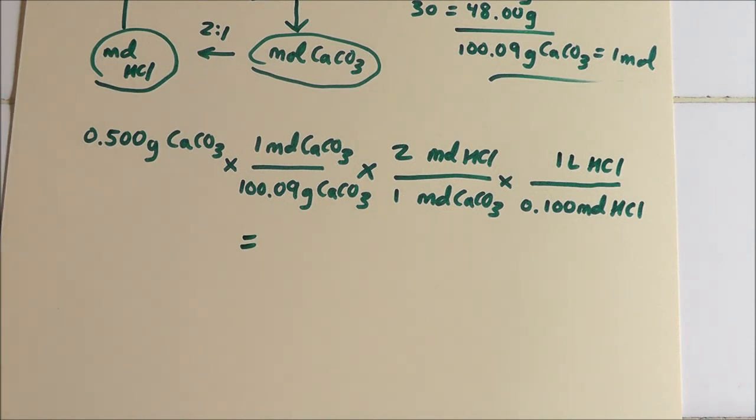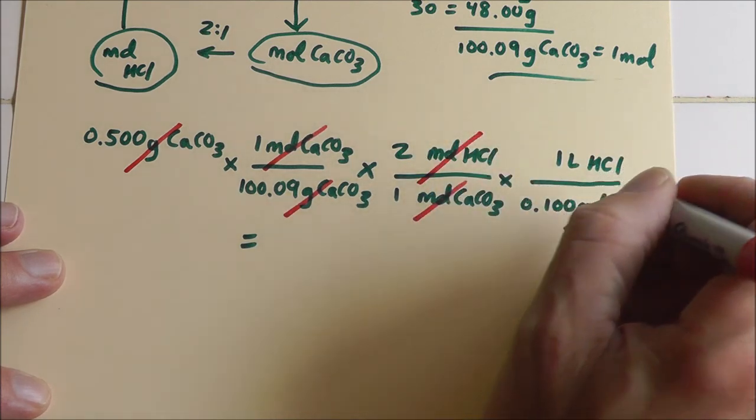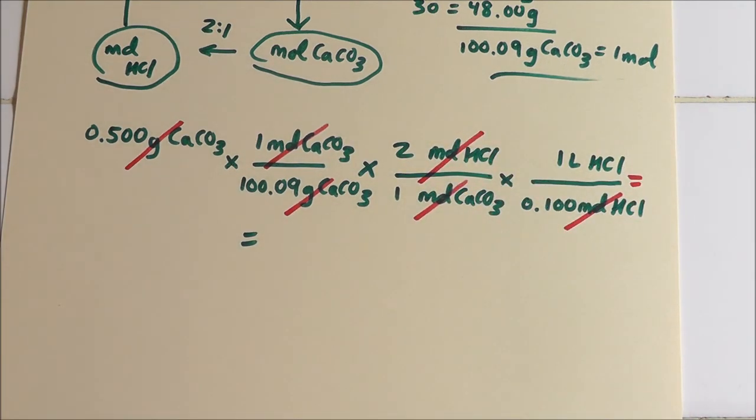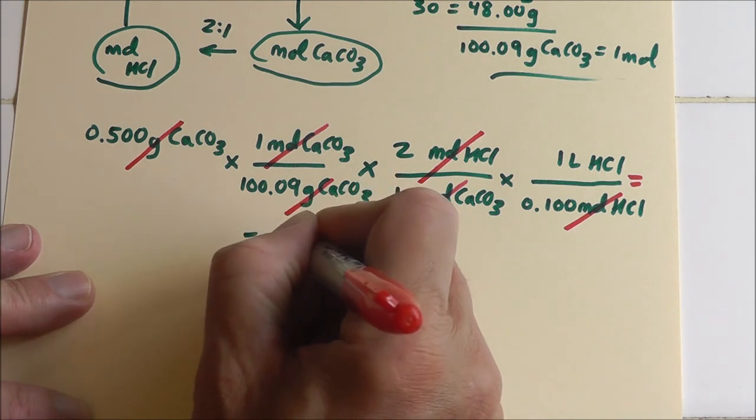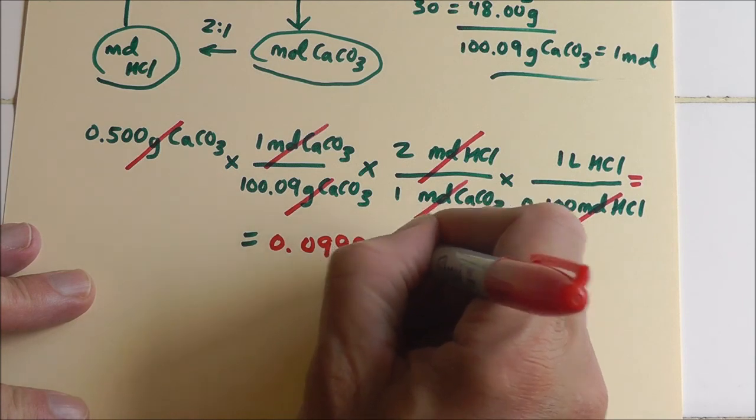Also, a really good idea is to make sure that all the units that are supposed to cancel actually canceled. Grams cancel, moles of calcium carbonate cancel, moles of HCl cancel. All that's left is liters of HCl, and then we have to make sure we actually answered the problem, which asks for milliliters, not liters, but that's an easy trick. 0.5 times 2 divided by 100.09 divided by 0.1. I got an answer of 0.0999 liters HCl.